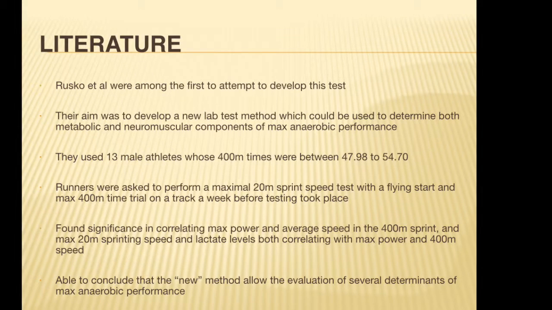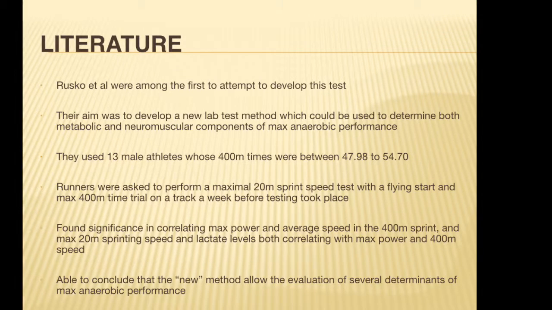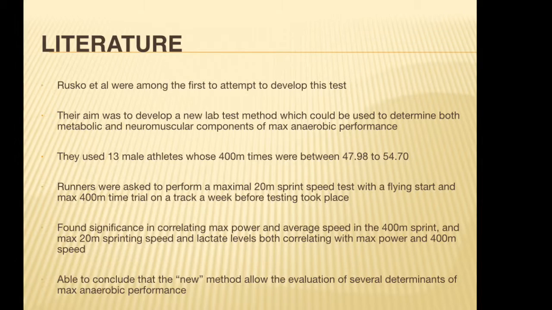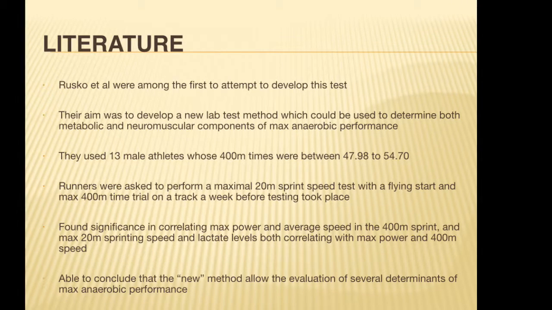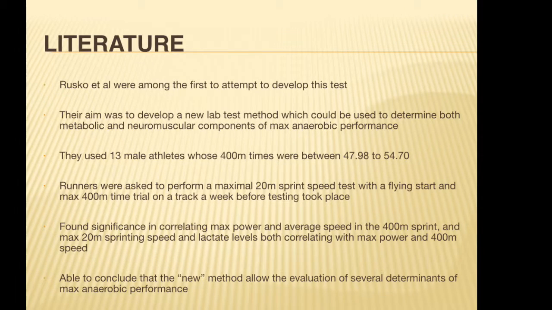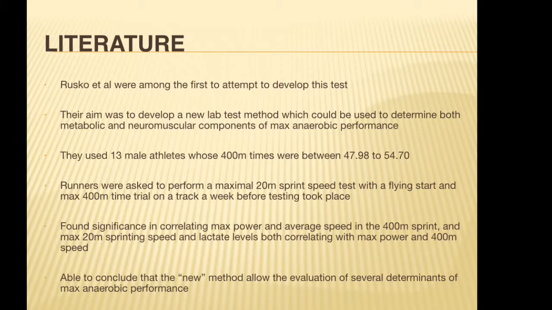The article by Rusco, Numello, and Marrow is going to be the main article that I'll be deriving most of my information from, mostly because it was the easiest to understand. It was one of the original works, and most importantly, it was one of the original works that I feel may have blazed the trail for the rest of the protocols and inclusion criteria. So their aim was to develop a new lab test method that could be used to determine both metabolic and neuromuscular components of max anaerobic performance.